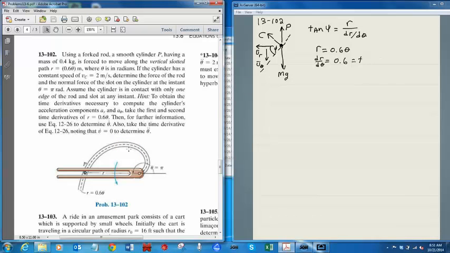So the derivative I found to be 0.6. Now let me put in the tangent. The tangent of psi is r divided by the derivative. So the r is 0.6 times theta. Theta is 180 degrees, or pi, make sure you put it in radians, divided by the derivative, 0.6. So here the tangent is equal to pi.